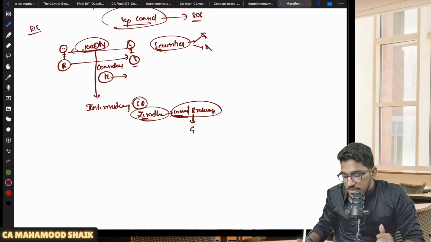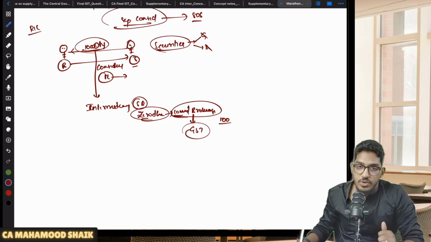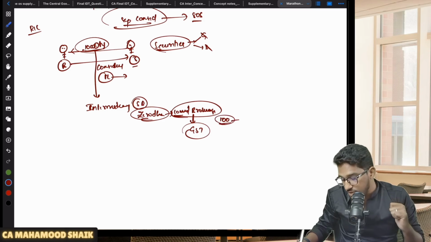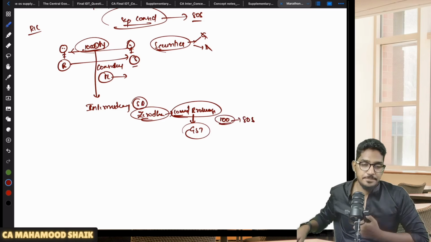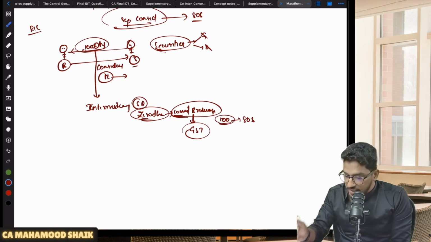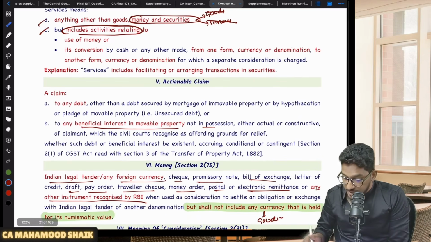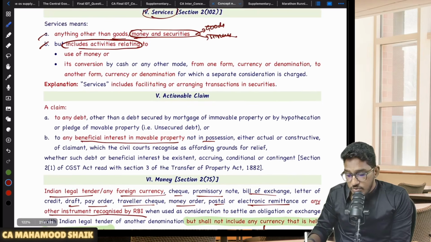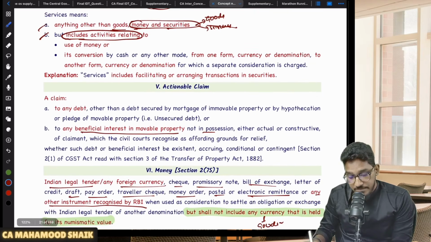So that will be subjected to GST. Let us say on this transaction, Zerodha is charging some 100 rupees of brokerage or commission. Now this 100 rupees will be considered as supply of services. Clear? So this is a very important point here. Services means anything other than goods, money and securities, but specifically they are including certain activities in the services definition. What is that?